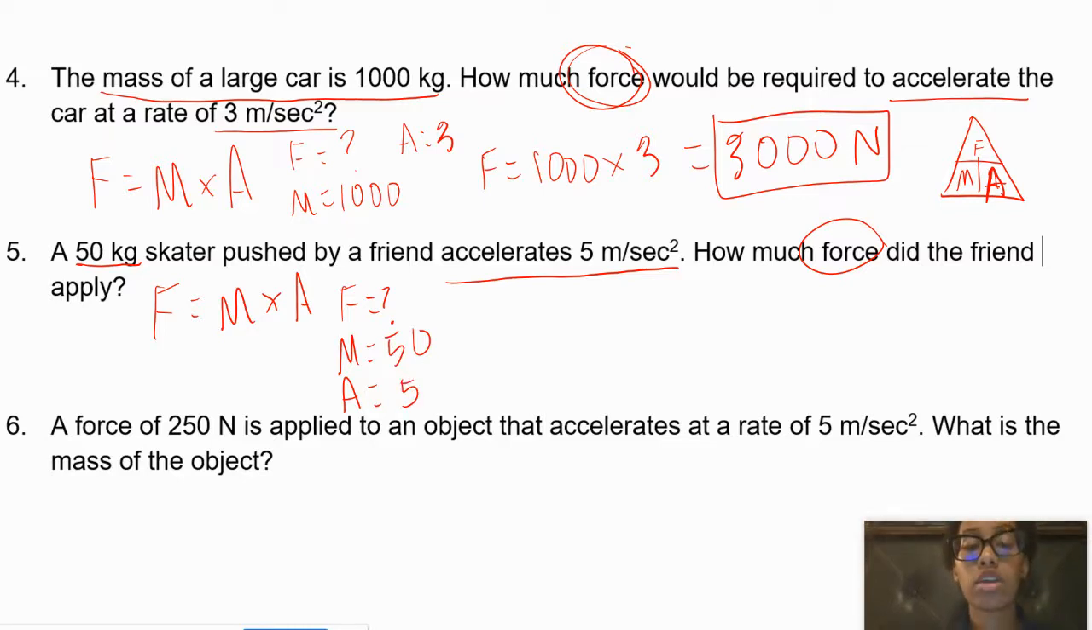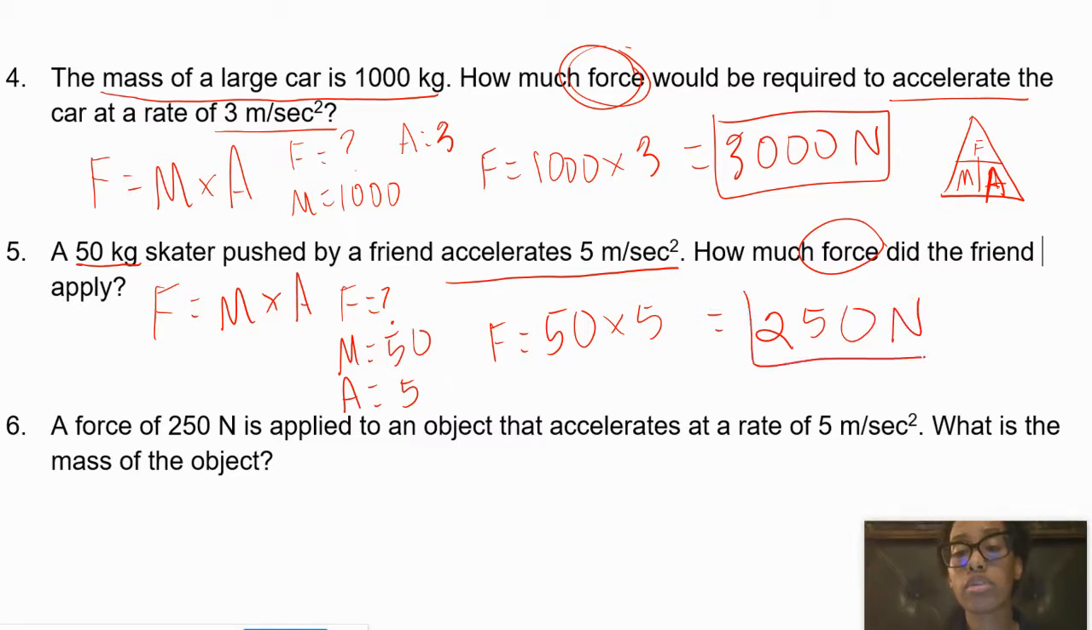Okay, so my formula is F equals M times A. Oh, I already wrote that. What am I doing? Take that off. I meant to say, plug in my variables. F would equal 50 times 5. Therefore, F equals 250 newtons because it is force.